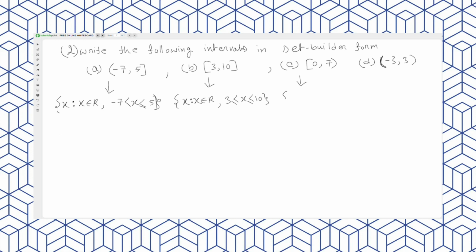This is a closed interval. And the third one, {x such that x belongs to R, x is greater than or equal to 0 and less than 7}. The fourth question, {x such that x belongs to R and x is greater than -3 and less than 3}, only less than, not equal to.